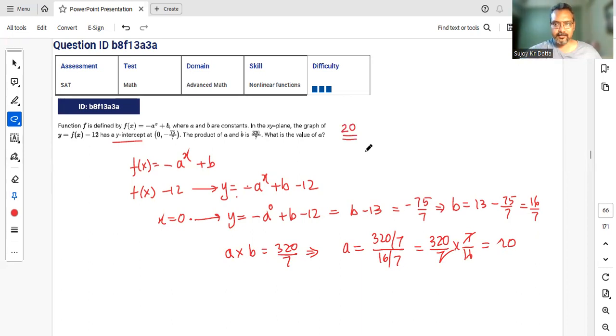As you can see, there's a lot of manipulation here and there. But if you have your concepts right, and you know what a y-intercept means, you should not have a problem in getting to the answer. Right, let's go to the next one.